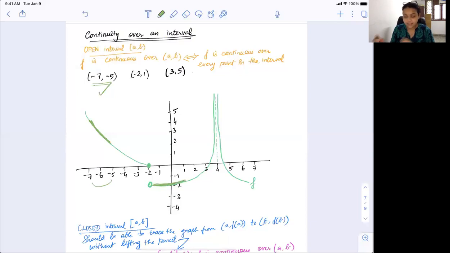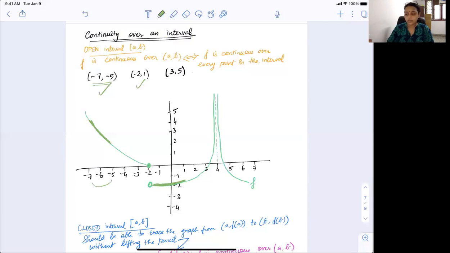Remember, because it's the open interval, we're talking about this portion. And at any point in that open interval, the functional value is defined, the limits exist, and the limits will be equal to the functional value at whichever point you're interested in. So is the function continuous there? Yes. Also note that in each of these cases, I was able to draw the interval without lifting my pen from the paper. So it is continuous in those intervals.